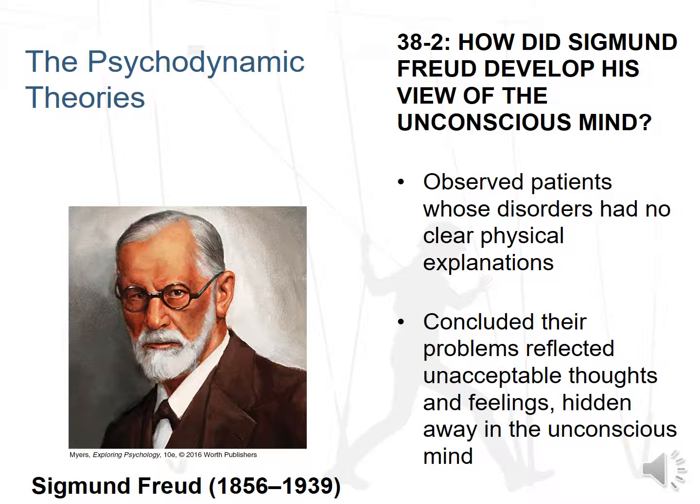So how did Sigmund Freud develop his view of the unconscious mind? As you can see, on the left is a picture of Sigmund Freud, who lived from 1856 to 1939. Freud observed patients whose disorders had no clear physical explanations, and concluded their problems reflected unacceptable thoughts and feelings hidden away in the unconscious mind. A caveat to this, and why some people think that Freud's theories are not very applicable, is that it is reported that a large majority of the people that Freud worked with happened to be young aristocratic females who were also members of families that Freud had political and financial alliances with. Some suggest that Freud changed their diagnoses and reported that to the political allies and financial allies for fear of losing those alliances.